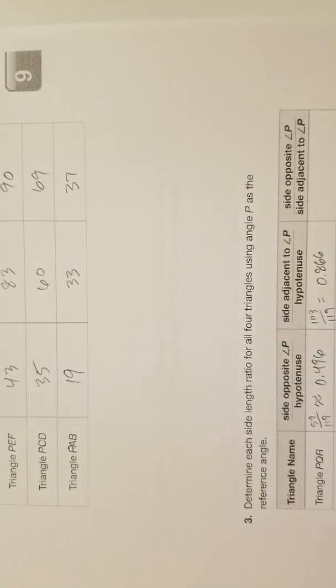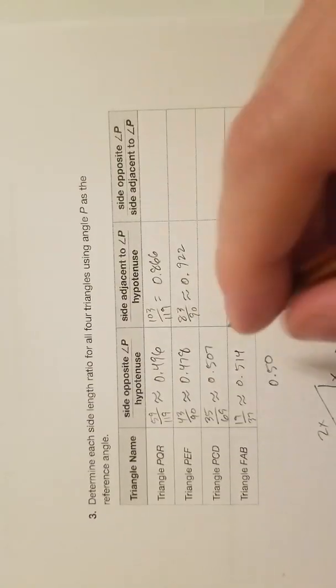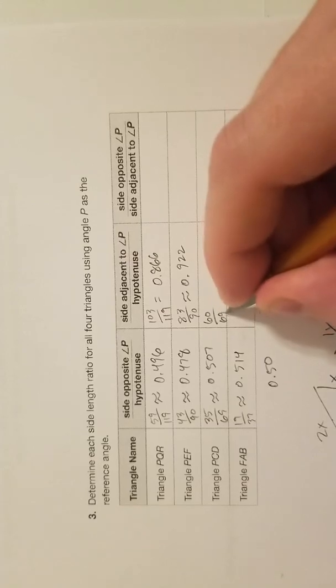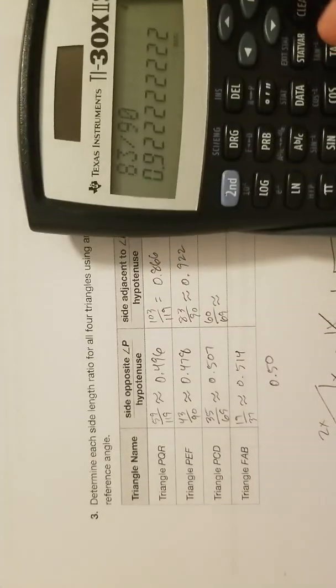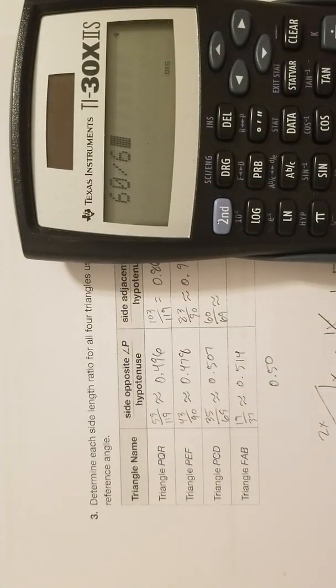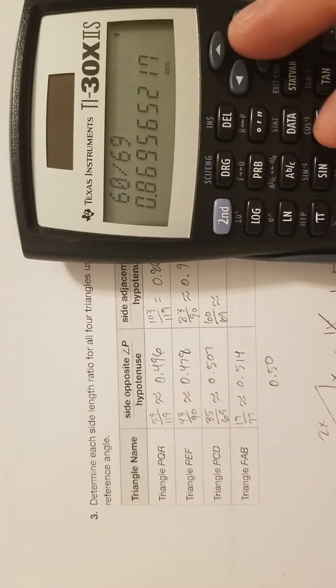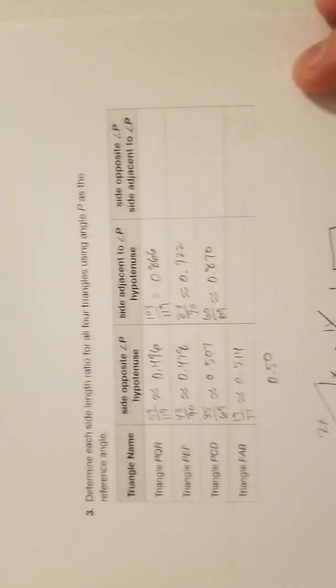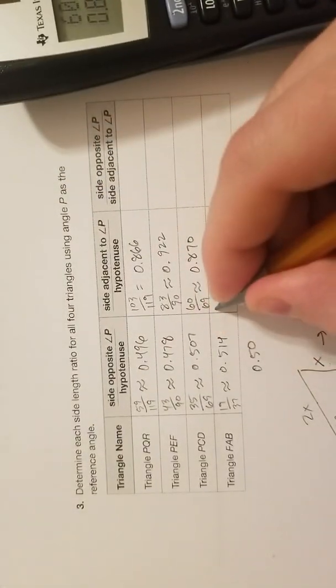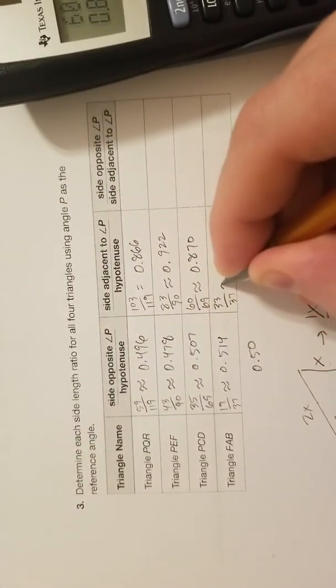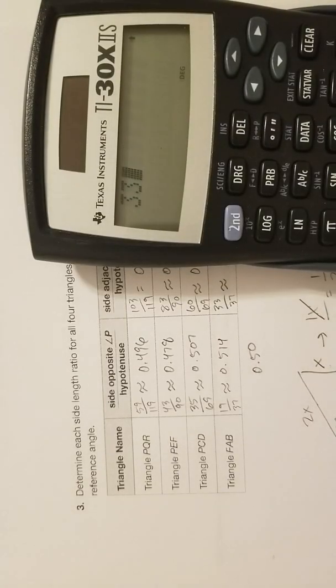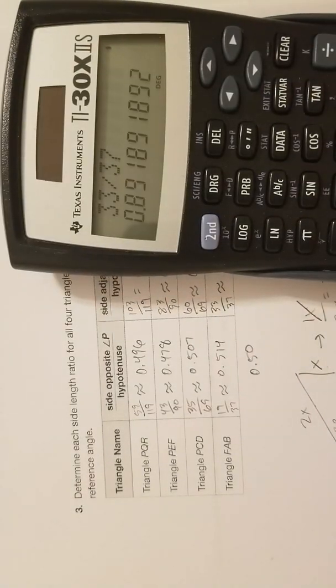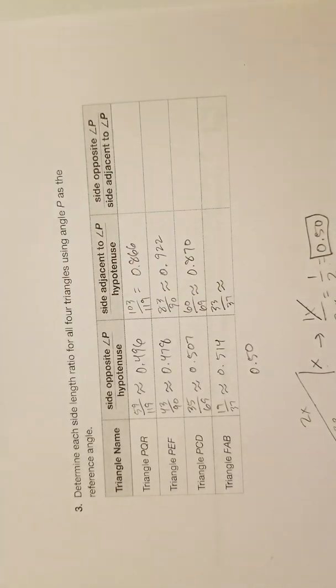And then the next one is 60 over 69. Let's see, 60 over 69, 0.870. And then the last one is 33 over 37, and we get 0.892.